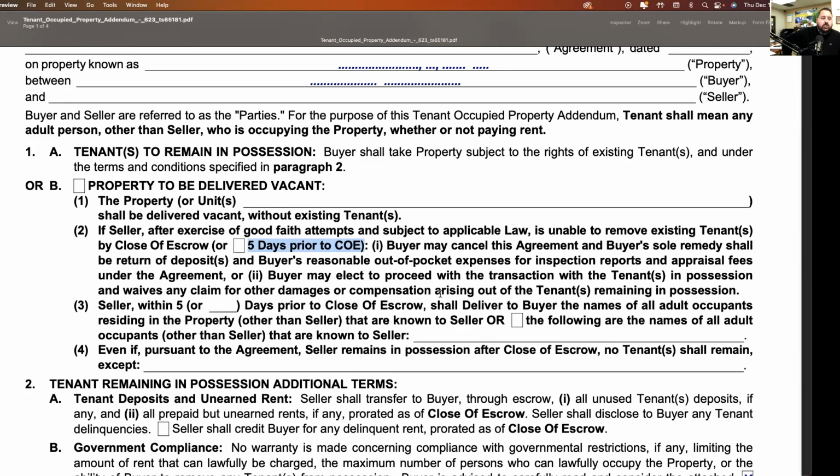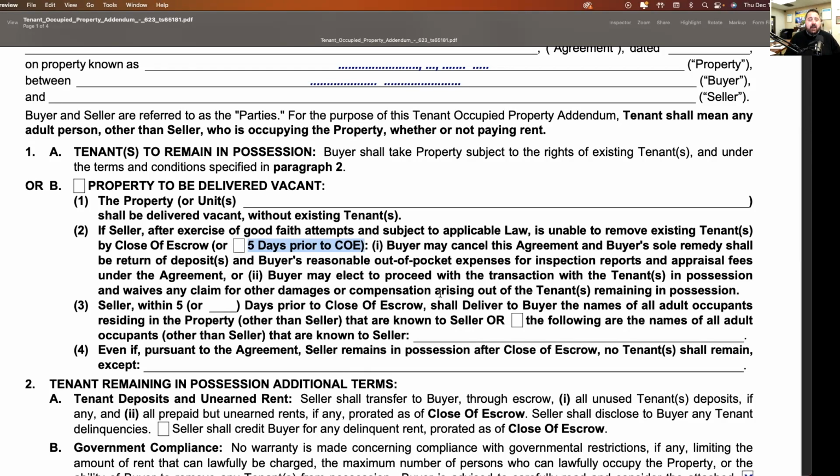Okay. So default is tenants are remaining in possession. Secondary is the choice of which units or all of them are going to be delivered vacant. And you want to check the box that 5 days prior, if the seller is not going to be able to vacate the units, I have the right to cancel as buyer.